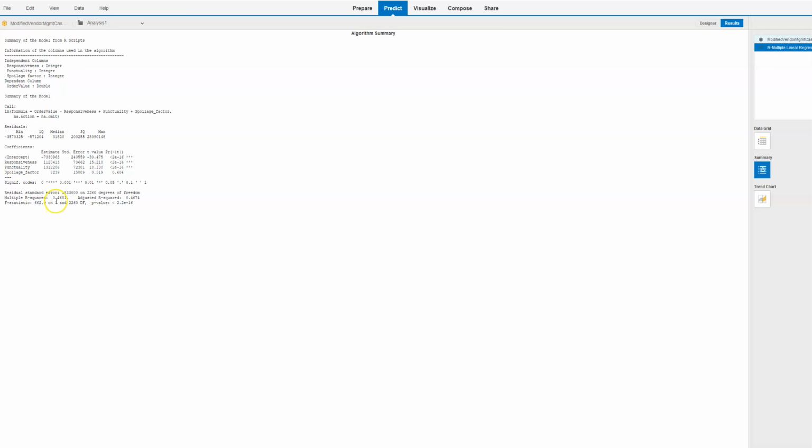The multiple R square is 0.46, which is a pretty high figure. All the other elements have very significant statistical T numbers, so the order depends a lot on these factors of responsiveness, punctuality, and spoilage factors.